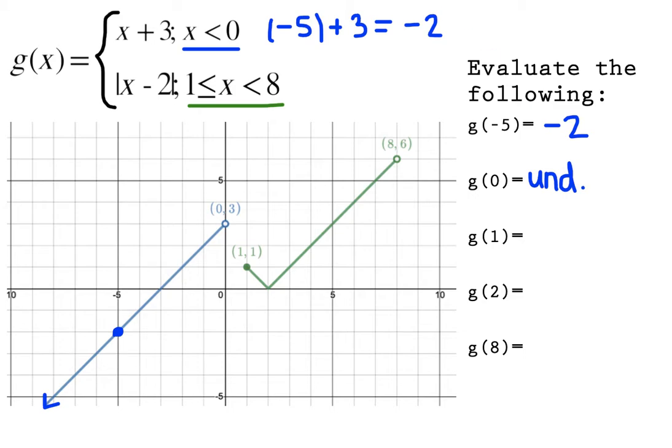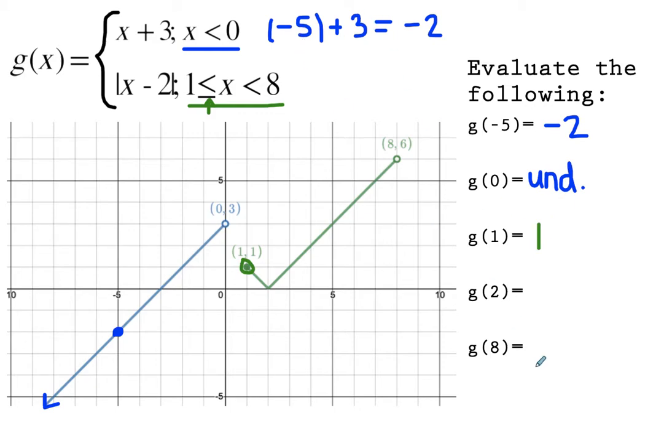Let's look at the next one. G of 1. Is 1 between 1 and 8? In this case, yes, because I have x is greater than or equal to 1, or 1 is less than or equal to x, meaning the 1 is defined here. I can also see that because I have a closed circle at 1. That means it's defined. So if I go to the x value 1 and go up, I see I'm at 1 on the y value, so that's my answer.